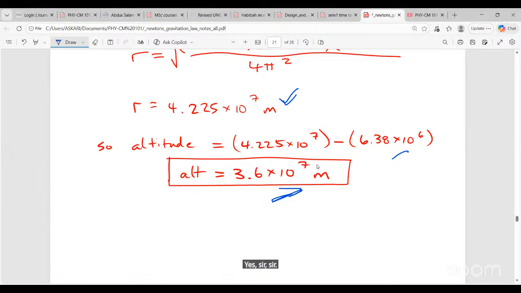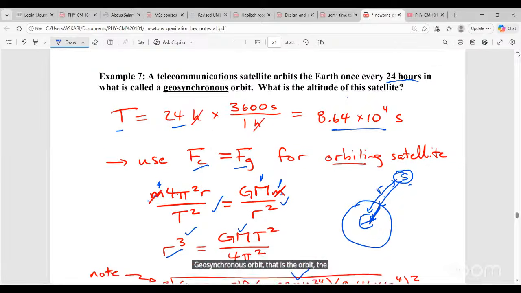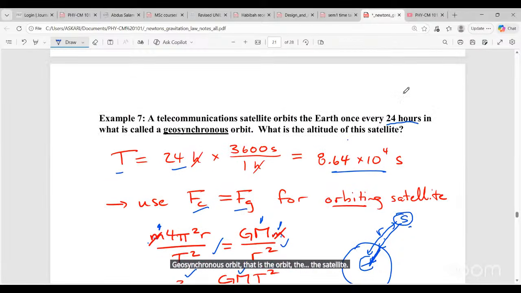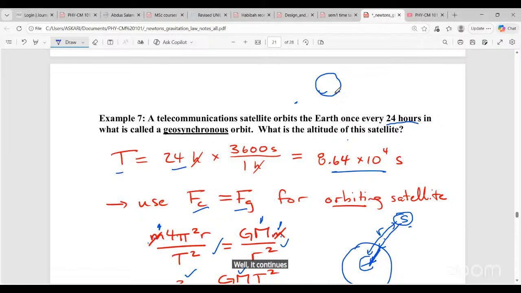Yes, sir. What is the geosynchronous orbit that you mentioned? Geosynchronous orbit, that is the orbit the satellite is rotating in. We refer to it as a geosynchronous orbit because it's rotating relative to the Earth. And it is that rotation that leads to telecommunication, that leads to us using our DSTV, our StarTimes, our GoTV. But it continues in that orbit until it expires. Okay, sir.